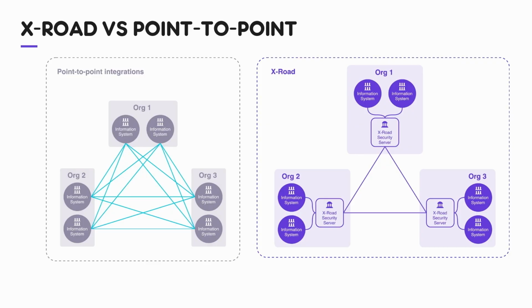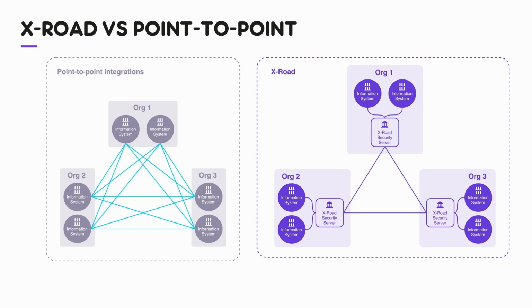X-Road is based on a four-corner model, where the idea is that the information systems do not communicate with each other directly, but through unified access points. In the X-Road architecture, the access point component is called the security server. The security server guarantees the interoperability and security of the data exchange by providing several features out of the box.